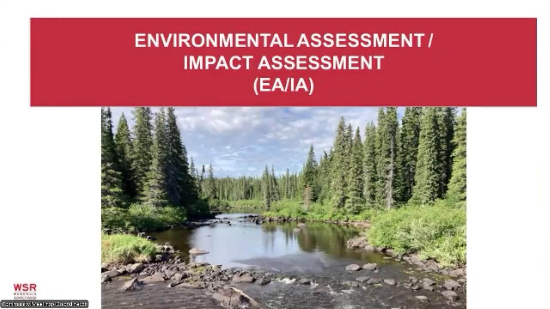Let's move now to the heart of the presentation. In part 1 of round 3, we described what is an EA or IA and what is being assessed in the EA or IA. As a refresher, environmental assessments are studies which assess the potential environmental effects, good or bad, of an individual proposal or project. For our purposes, the term environmental assessment or EA refers to the provincial process, while impact assessment or IA refers to the federal process. It includes engagement with rights holders and stakeholders to inform the process.